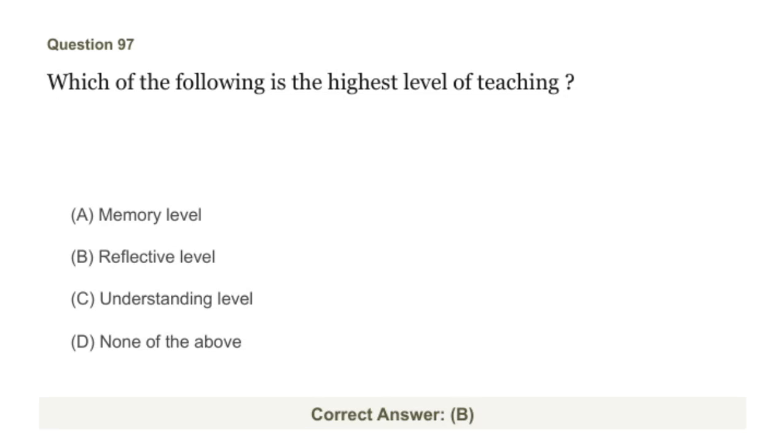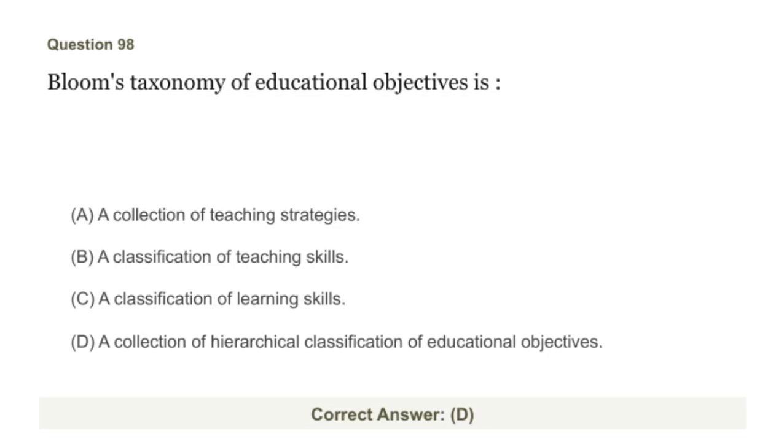The correct answer here is B, reflective level. When we talk about the highest level of teaching, we're focusing on encouraging students to think deeply about the material, to analyze and evaluate what they've learned, and to apply it in real-world contexts. This level goes beyond memorizing facts or understanding concepts. It involves reflection and critical thinking. While memory and understanding are important, the reflective level truly promotes higher-order thinking skills. So, in the context of teaching, aiming for that reflective level helps students develop their ability to think independently and critically.